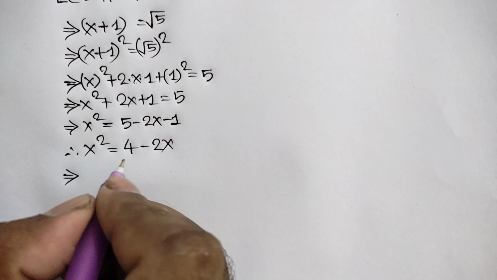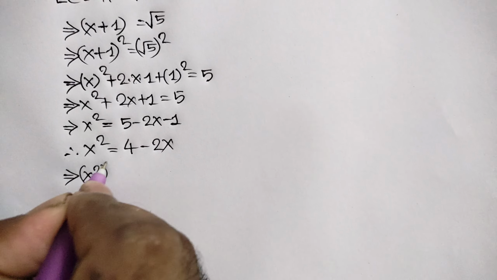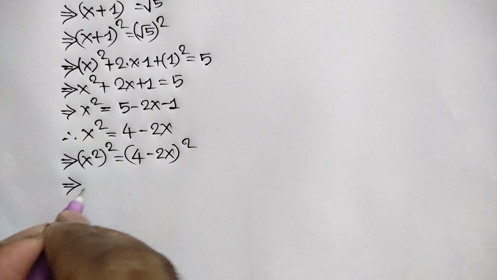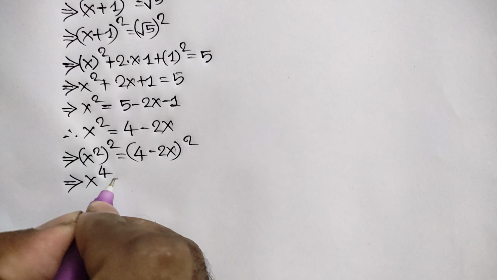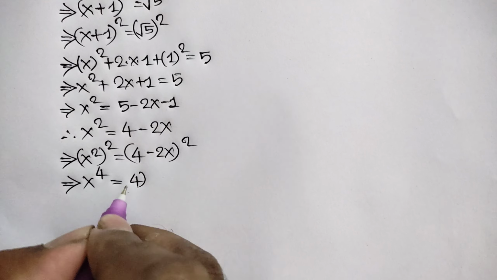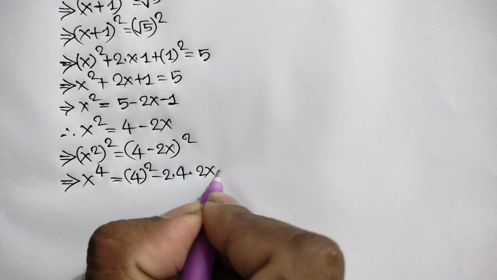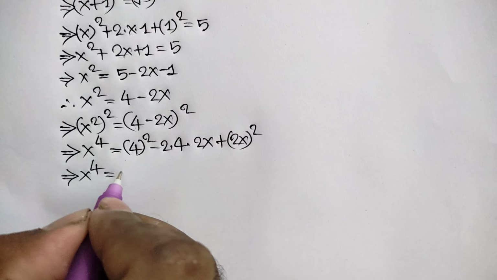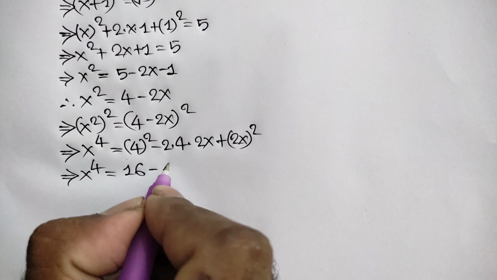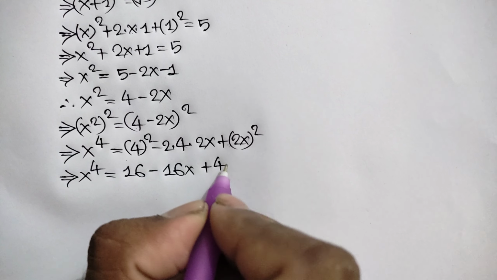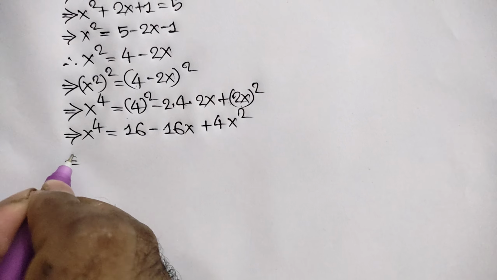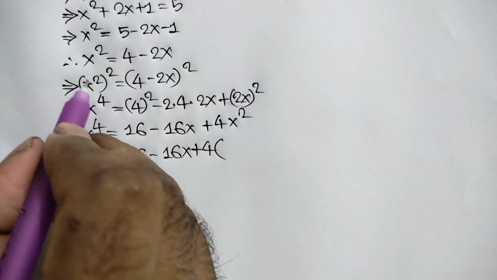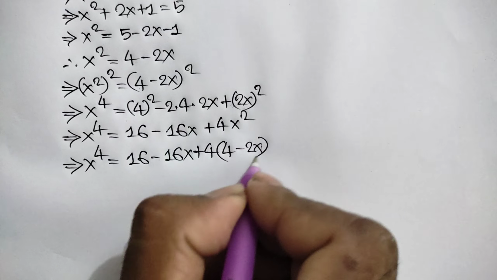Again squaring both sides, we can write (x^2)^2 = (4 − 2x)^2. So x^4, that is x^2 squared, is equal to, using the algebraic formula, 4^2 − 2 times 4 times 2x + (2x)^2. So x^4 = 16 − 16x + 4x^2. Here x^2 is equal to 4 − 2x, so we can write 4 times (4 − 2x).